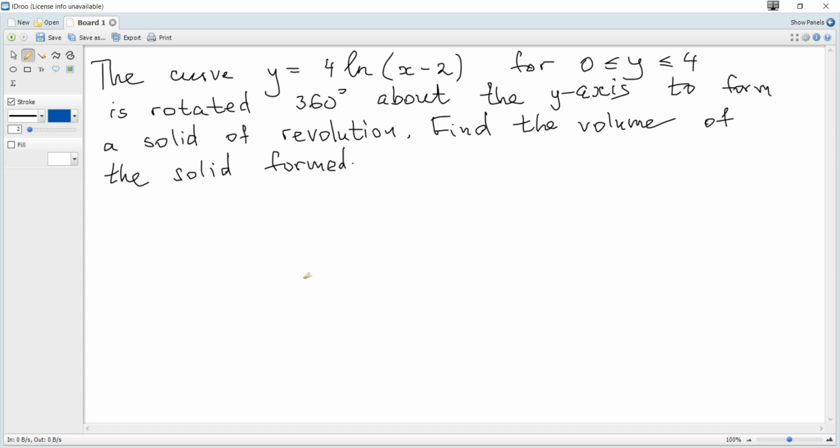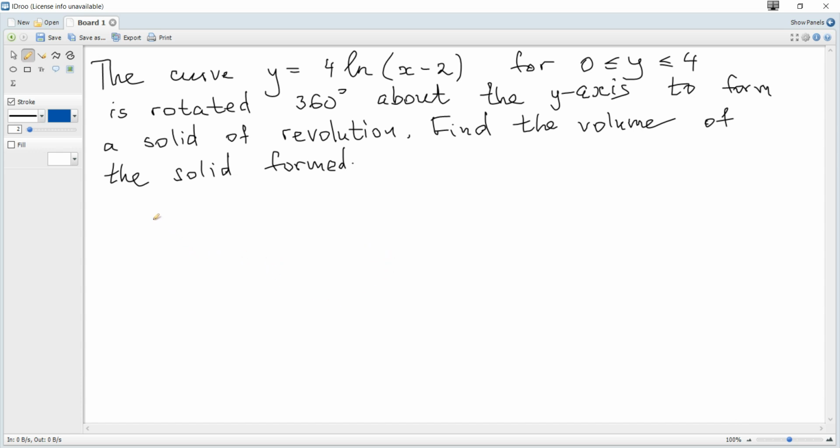The curve y = 4 ln(x − 2) for y greater than or equal to 0 and less than or equal to 4 is rotated 360 degrees about the y-axis to form a solid of revolution. Find the volume of the solid formed. Since it's a rotation of 360 degrees about the y-axis, we just use the formula.